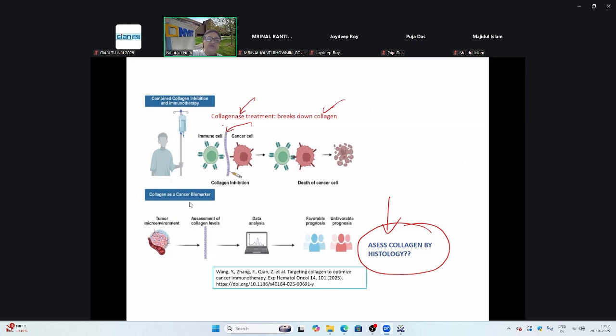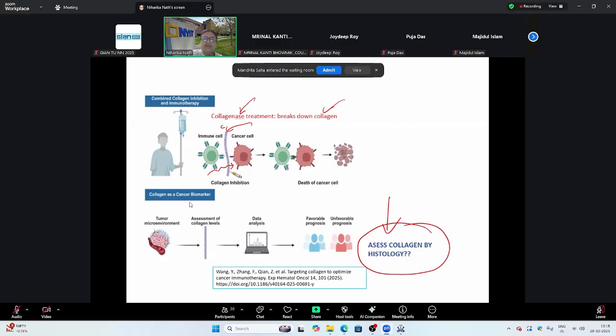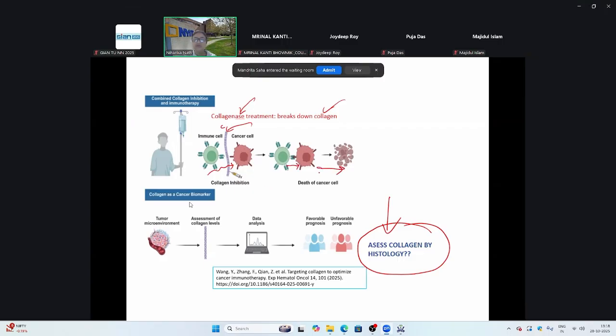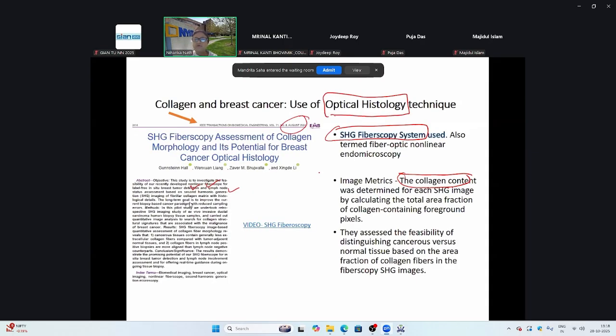Again, this is collagen here. This collagen is preventing this good T cell from killing this cancer cell. But if you inject collagenase, then it can do that and it can kill the cancer cells. So let's see what happens here. The collagen content is all within the tissues. They used cancerous and normal tissue straight away, and they checked the collagen fibers and did some kind of fibroscopy on this.